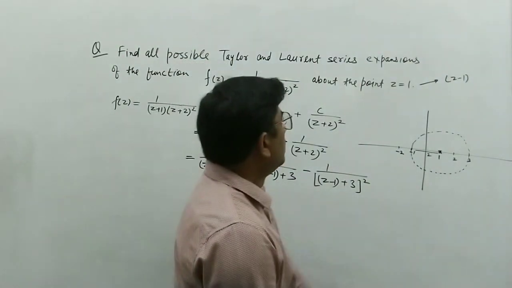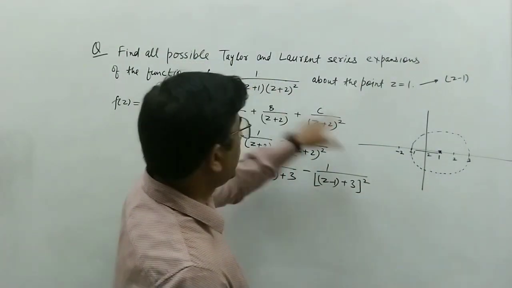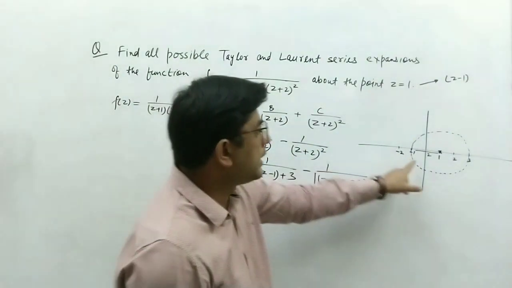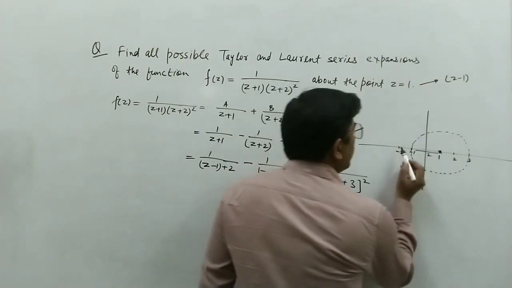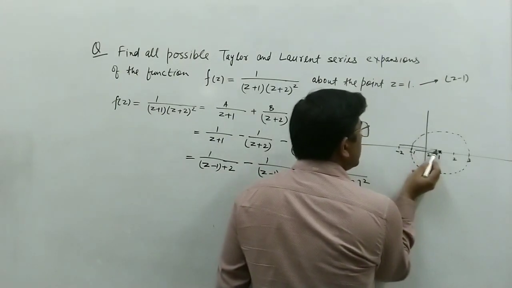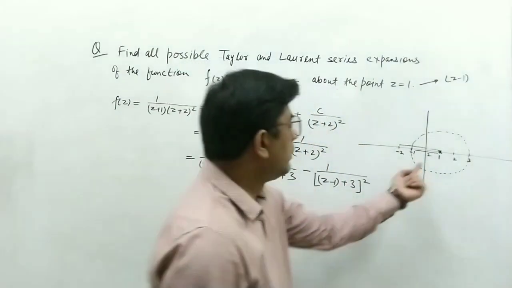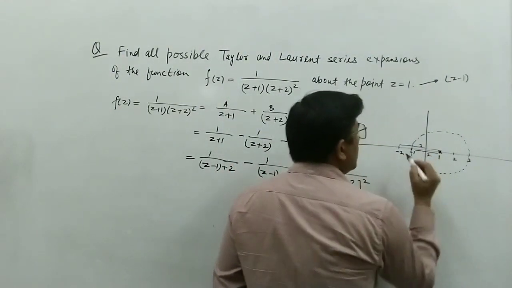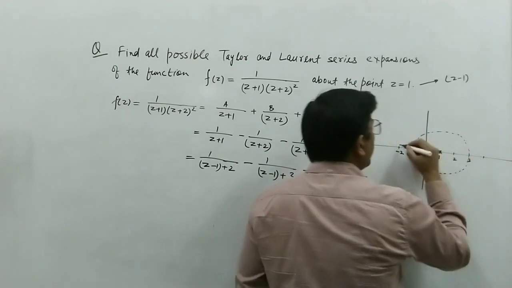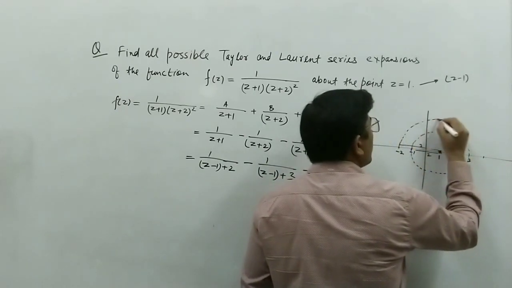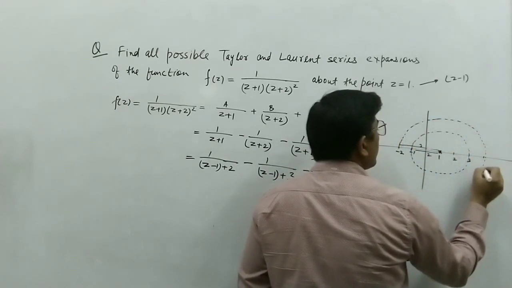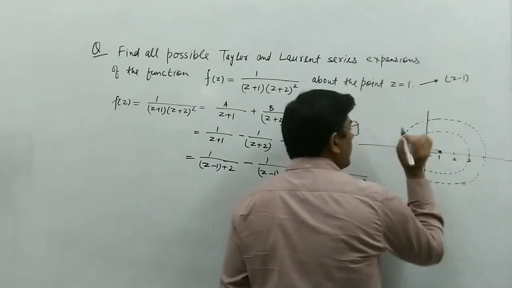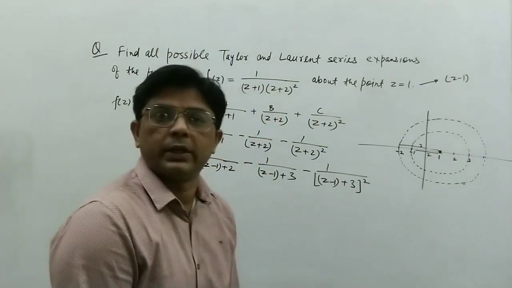Again, we have one more point z equal to minus 2 at which the function is not analytic. So now we make a circle of radius from here to here. You can see this distance will be 3 from the center. So 2 plus 1, this distance is 3. So again we make a circle of radius 3. Okay. So we have got these two circles.